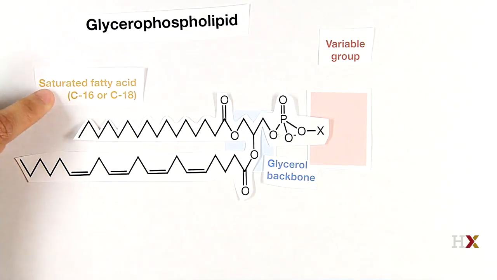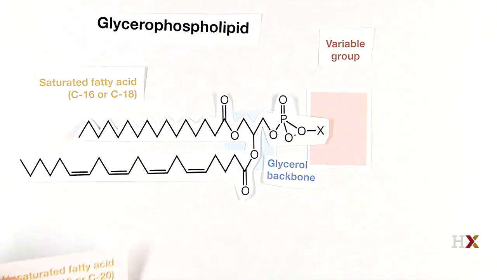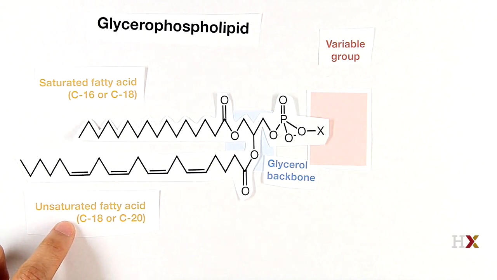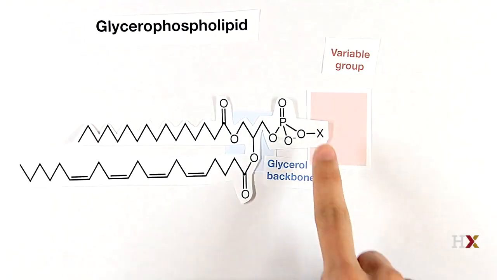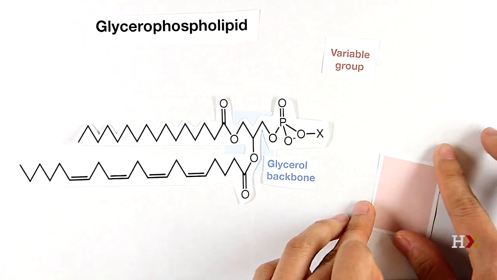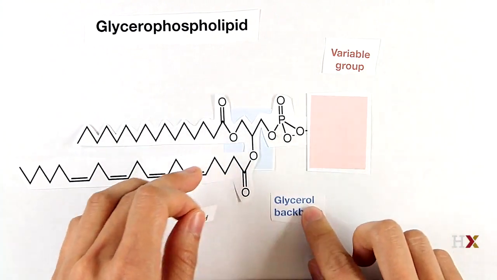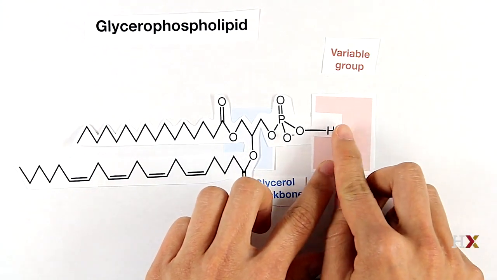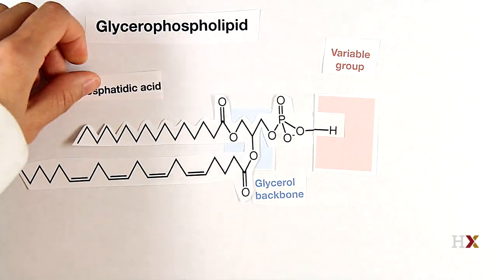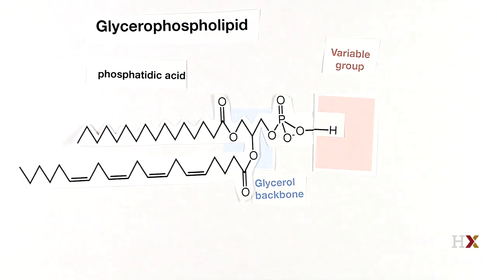At the glycerol C1, there is usually a 16-carbon or 18-carbon saturated fatty acid. At C2, there is usually an 18-carbon or 20-carbon unsaturated fatty acid. At the glycerol C3, there is a phosphate group. A phosphodiester linkage connects C3 to a variety of head groups. The glycerophospholipid with the simplest head group is known as phosphatidic acid. All other glycerophospholipids are derivatives of this.